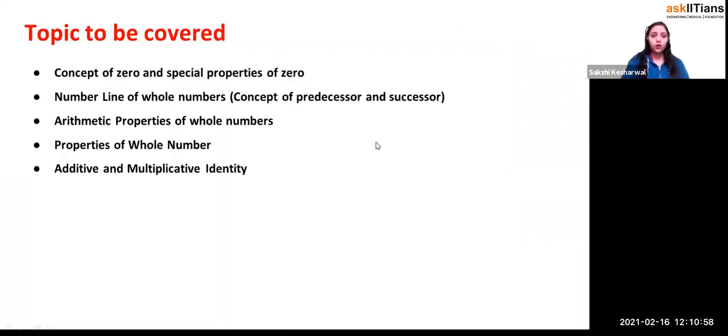What are the topics that we'll be learning today? We'll be learning the concept of zero, the special properties of zero, the number line on whole numbers, the concept of predecessor and successor, arithmetic properties of whole numbers, and the additive and multiplicative identities. What we are learning right now, you will see in more of my recordings, I'll be saying that, beta, these are very basic, so please pay attention to everything and try to learn everything from it.